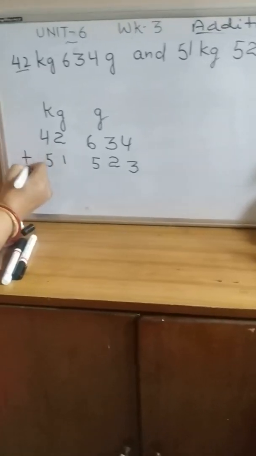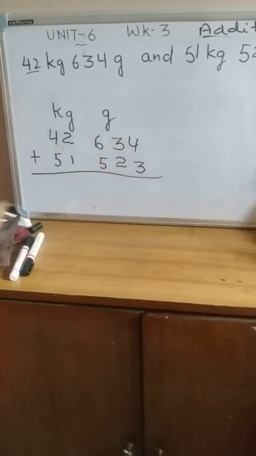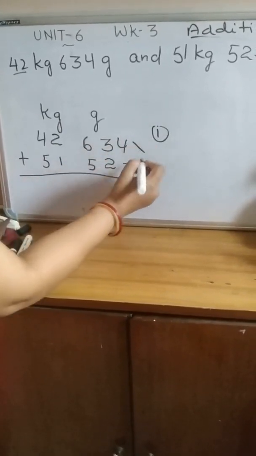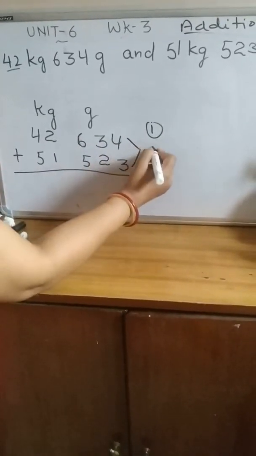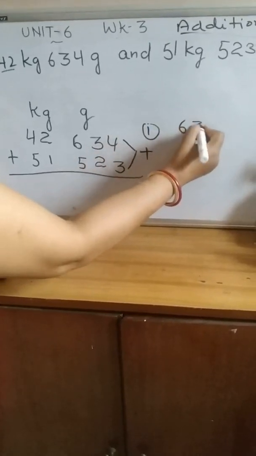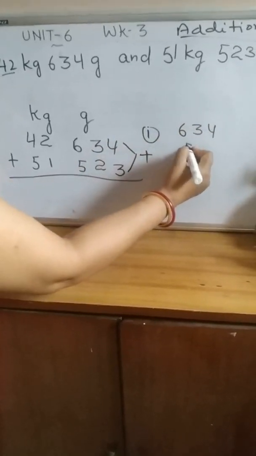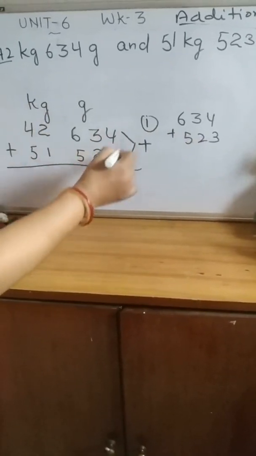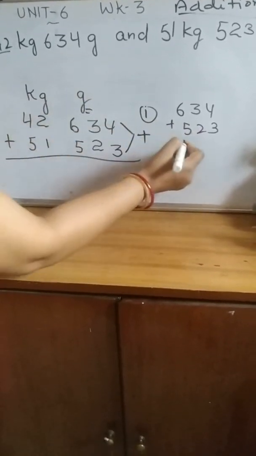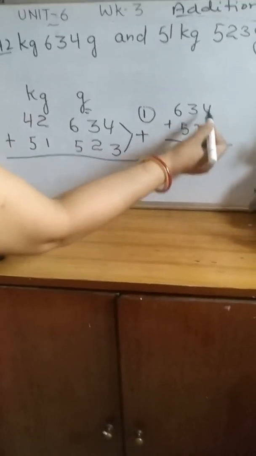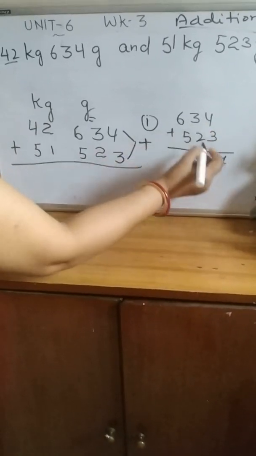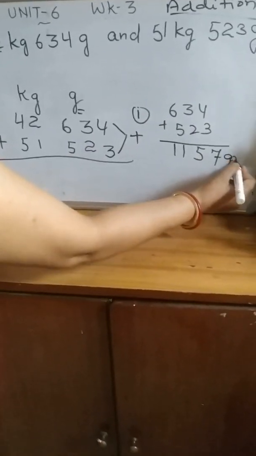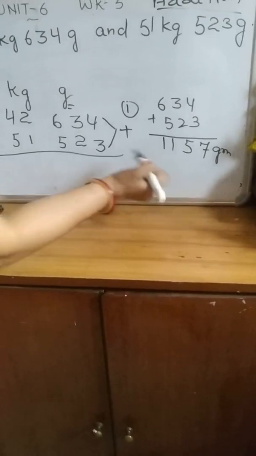Now put the addition sign. We will do what? Addition. So first step, we will add 634 and 523 grams. Firstly we add this gram column. We are adding from the right hand side: 4 plus 3 is 7, 3 plus 2 is 5 and 6 plus 5 is 11.